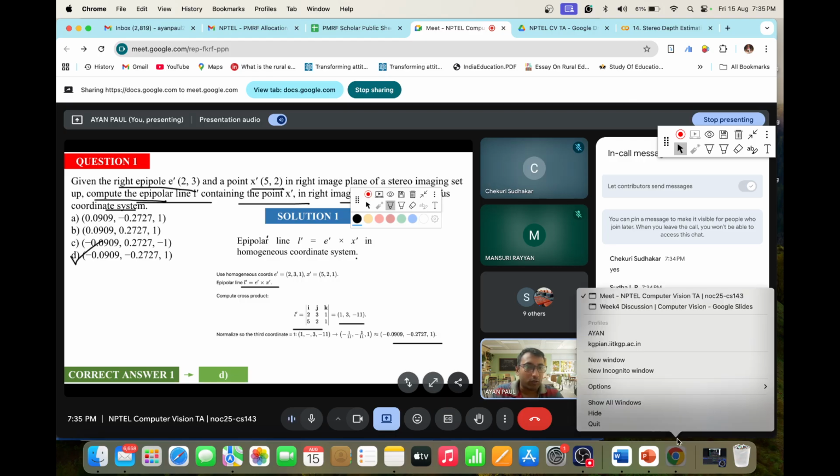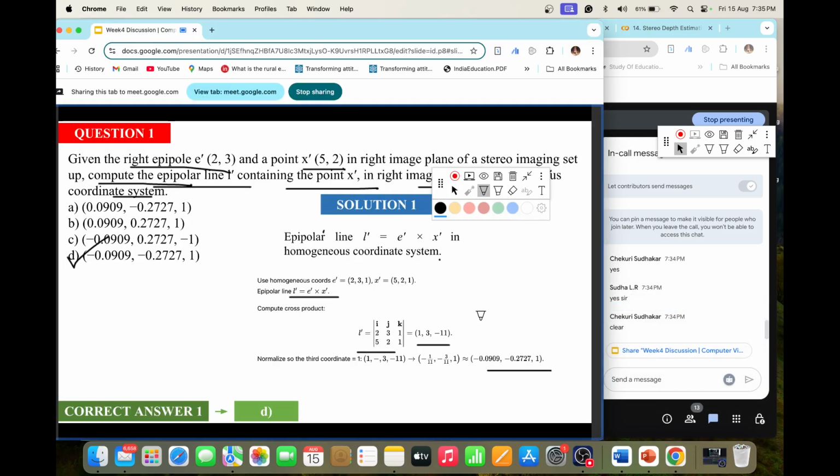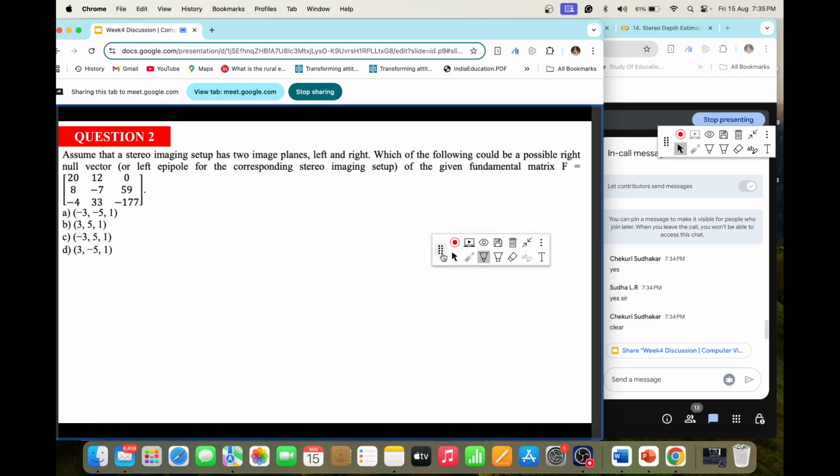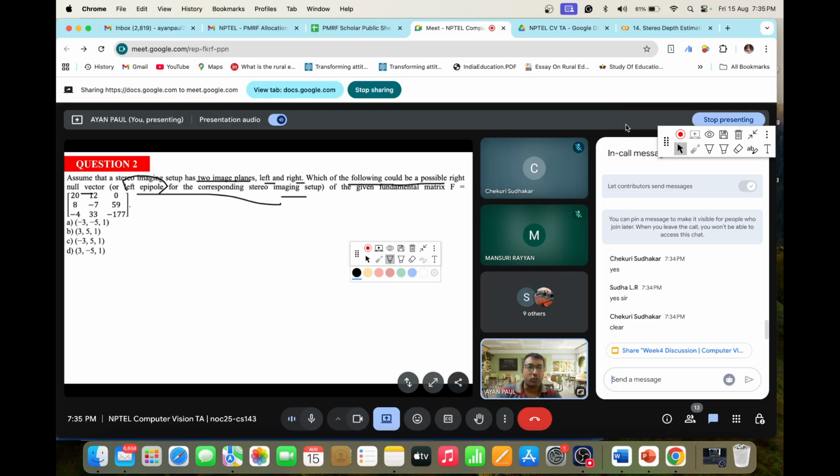Now let's move on to the next question. Assume that a stereo imaging setup has these two image planes, left and right. Which of the following could be the possible right null vector or the left epipole for the corresponding stereo image setup? F equals this. F is given, so you are asked to compute the left epipole. So what should be the formula for this? You have F, you have to compute the left epipole E. So what is the formula for this?